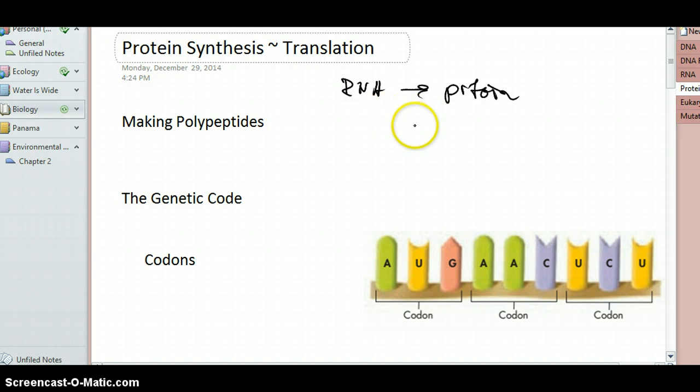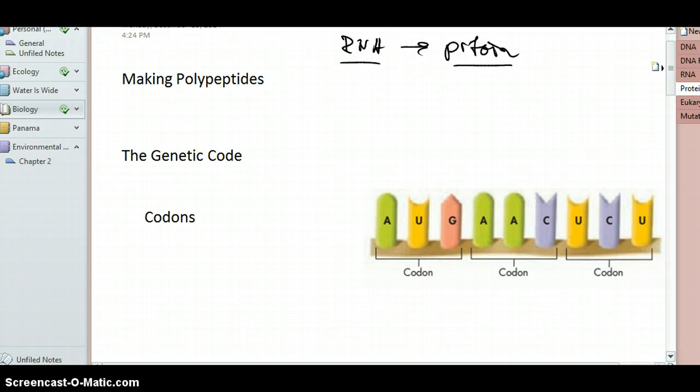But now we're translating it, we're changing it from the language of nucleic acid to the language of a protein or a polypeptide. All right, so how does that happen? Well, in our RNA, in particular our mRNA, we have these things called codons, and codons are batches of 3 nucleotides in the mRNA that are next to each other. So here's one codon, here's the next codon, etc.